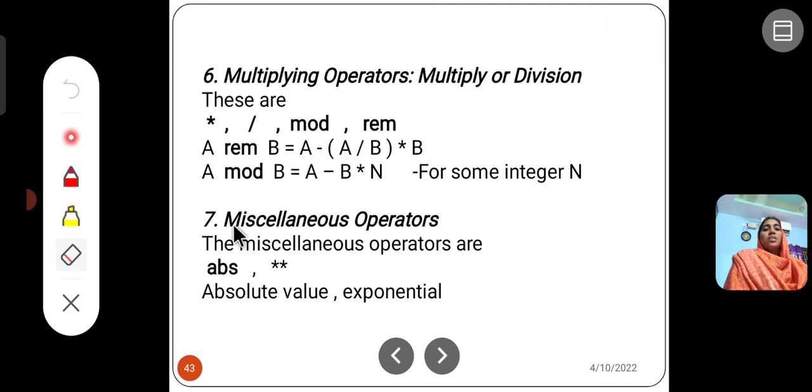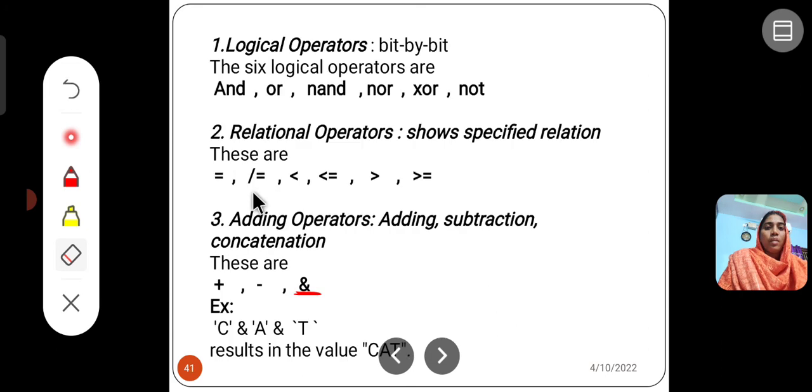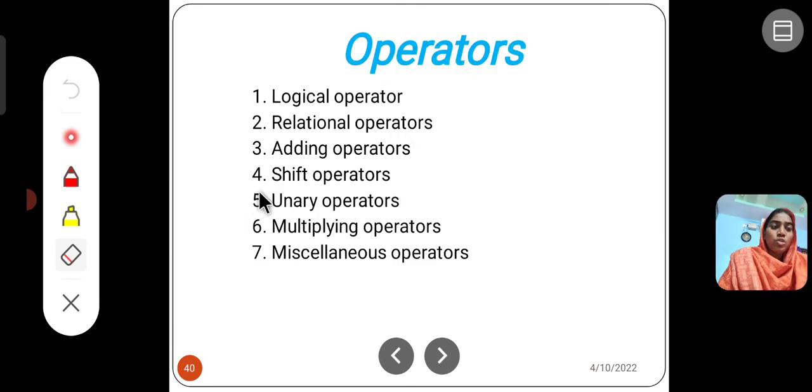And the last one is miscellaneous operators. These are absolute value and exponential. If we want to find the absolute value, we use ABS. If we want to find the exponential value, we use this symbol. So operators are used to specify some operation between input and output. There are 7 types: logical operators, relational operators, adding operators, shift operators, unary operators, multiplying operators and miscellaneous operators.